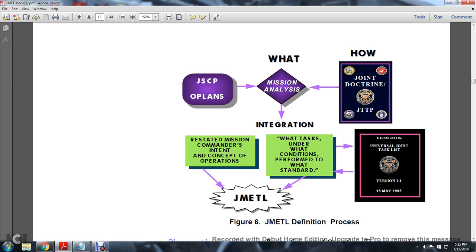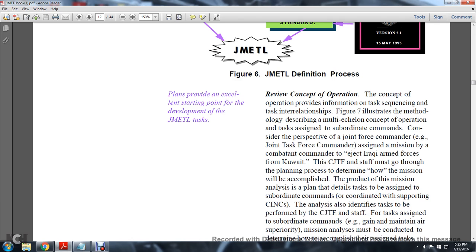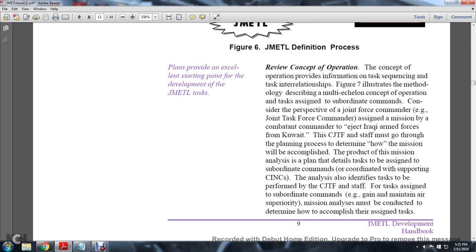Two major green blocks: restated mission, commander's intent, concept of operations, what tasks are performed under what conditions to what standards. The Joint Mission Essential Task List goes from what tasks and conditions are performed to what the Universal Joint Task List version says, and back and forth.